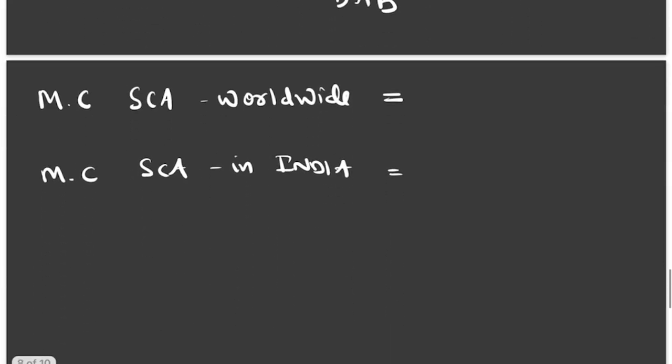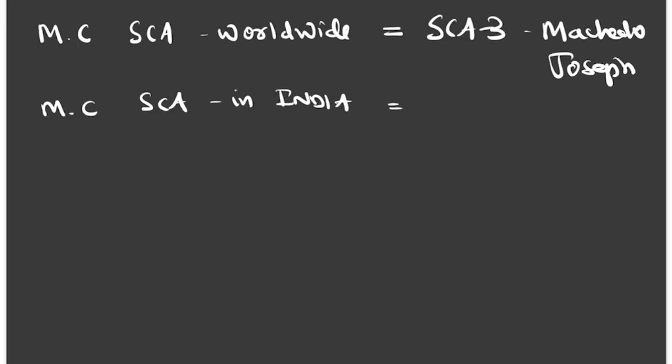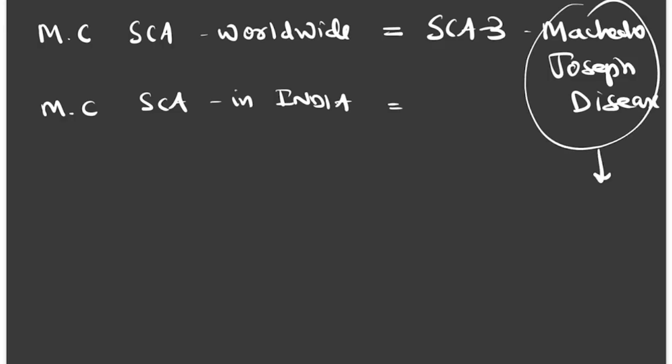So what is the most common type of spinocerebellar ataxia worldwide? It is SCA3. That is the most common type. SCA3 is also called Machado-Joseph disease. What is the unique feature of this one? It is the dystonia. They will have spinocerebellar ataxia along with dystonia. You can remember this one point very well. Many other associated signs are there, but dystonia is very peculiar to Machado-Joseph disease.